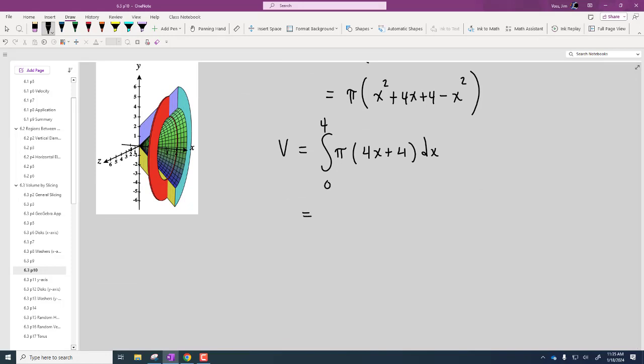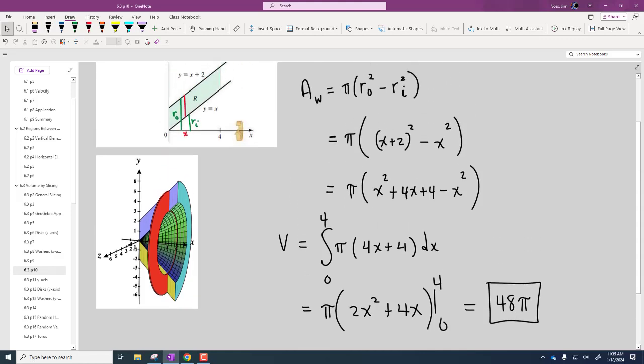Power rule to integrate. So pi, that's going to be x squared over 2. So we get 2x squared plus 4x, from 0 to 4. 0 is not a contributor, so we end up with 32 plus 16, which is 48. Very good. 48 pi. Any piece of that you want to discuss?